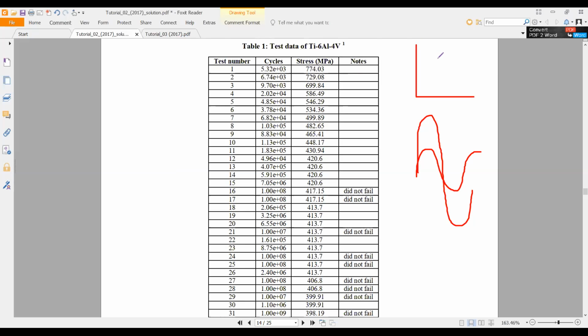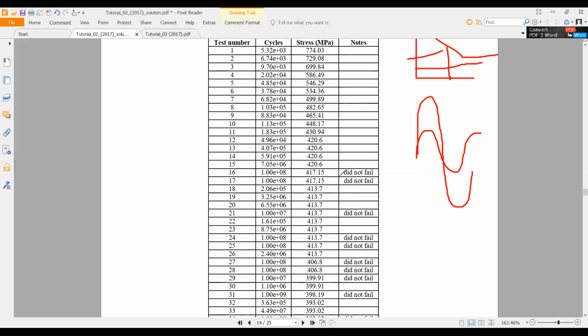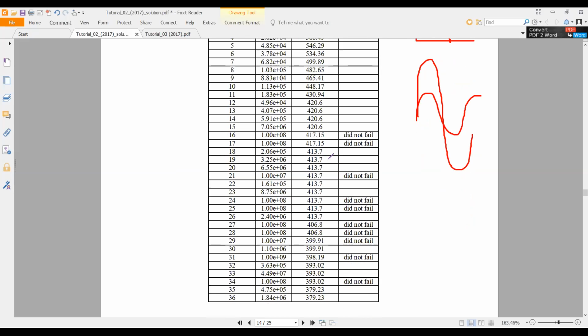So if you consider the SN curve, it is somewhere here. That's the meaning of that. So stress is lower than this endurance limit. It didn't fail. So what you need to do, you need to find the maximum value in the didn't-fail testing. Okay, this one. So you can see the maximum value, it is around 417.15. So it didn't fail. That is the endurance limit.